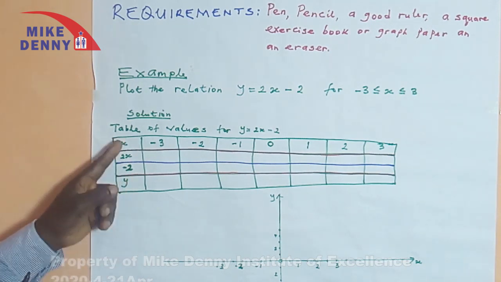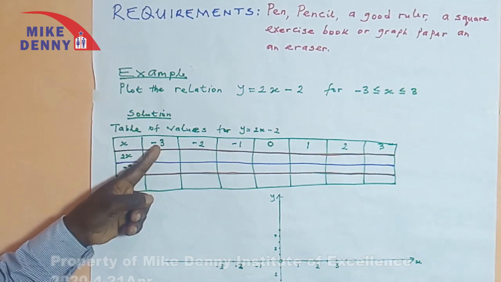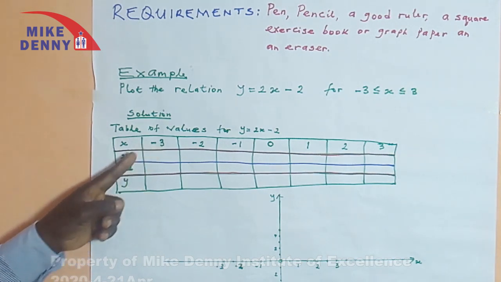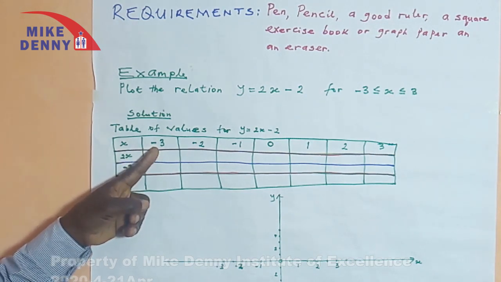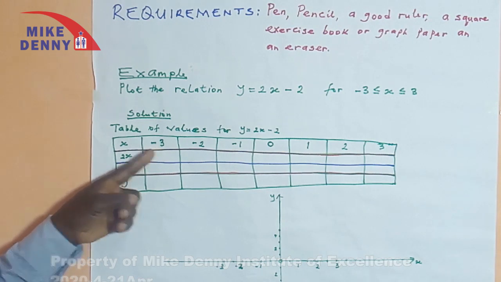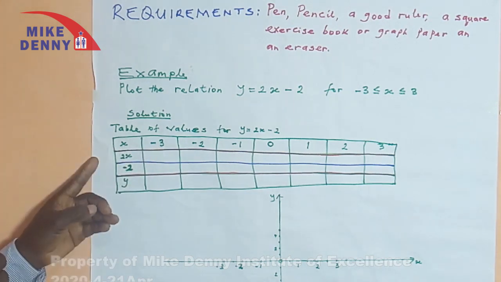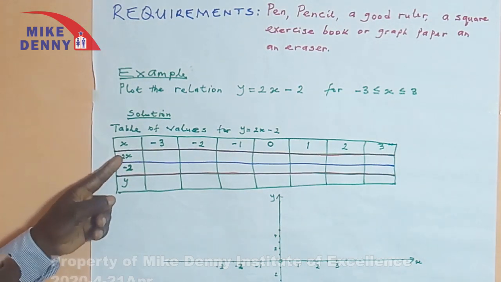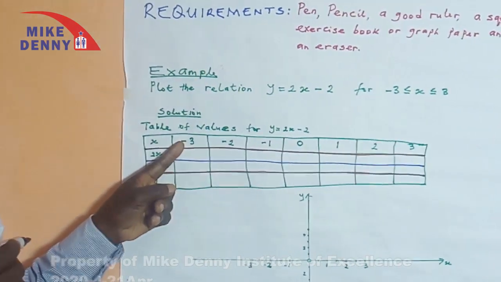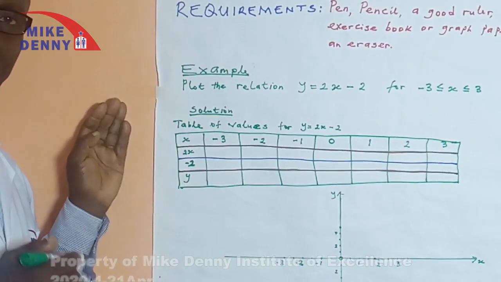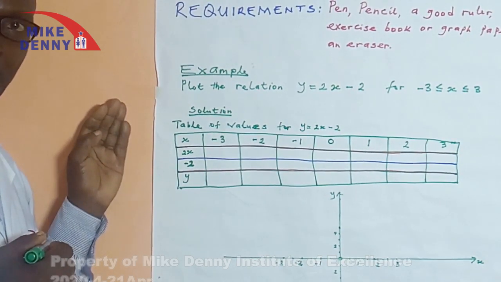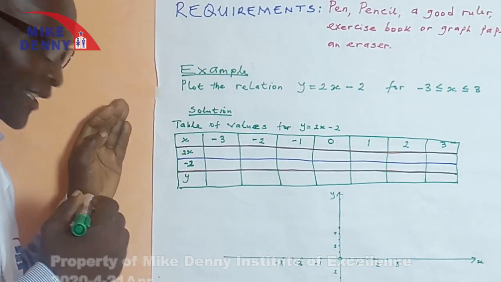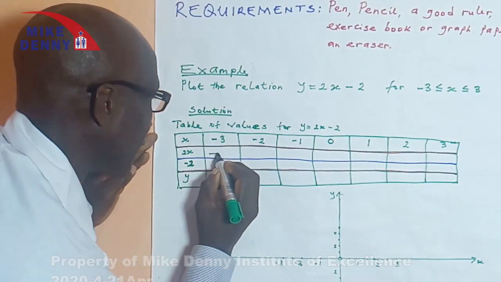So the first value of x is minus 3. You are supposed to multiply it by 2. 2 is positive. The object here is negative, and positive times negative is negative. So 2 times minus 3. I give you a few seconds to see whether your answer will tie with mine. 2 times minus 3, if your reckoning is correct, it will give you minus 6.